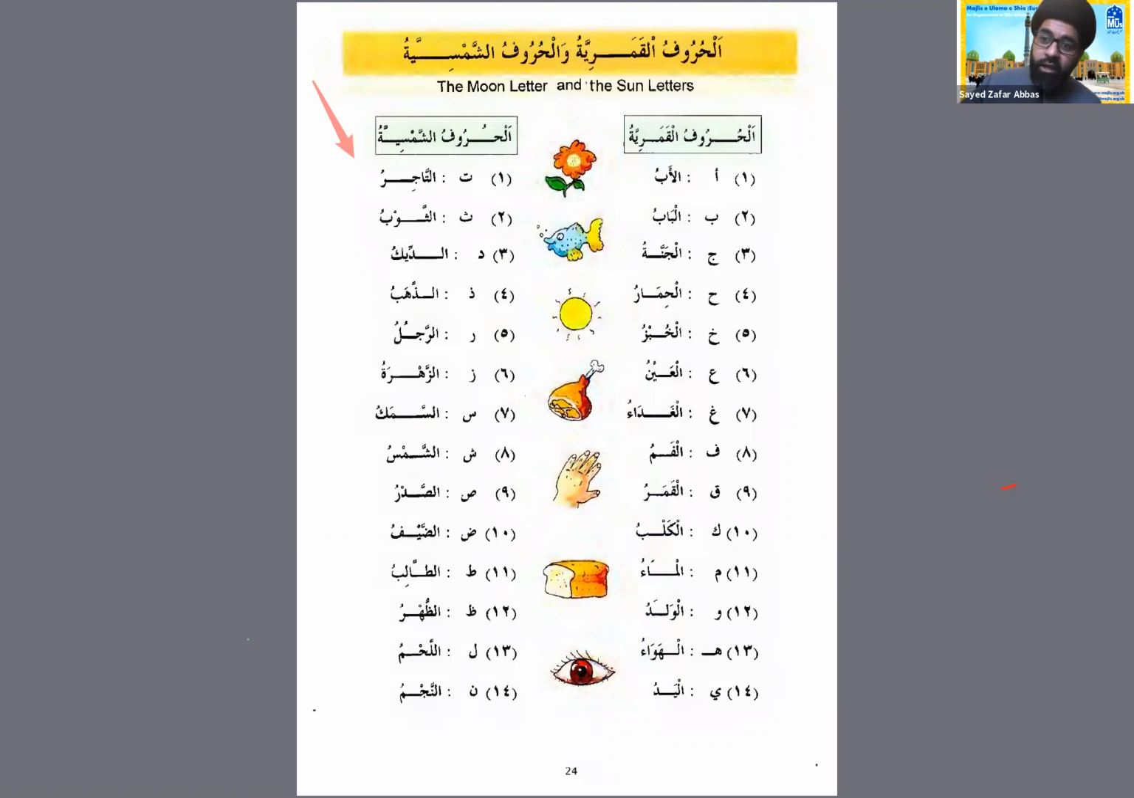So if any of these letters are used and there's a lam in front of it, we will pronounce the lam. But if the huruf al-shamsiyah letters are used, which are here 1 to 14, then we will drop the lam and we will join the alif with that letter. So those letters are here: ta, tha, dal, dhal, ra, zay, sin, shin, sad, dad, ta, za, lam, and nun. Whereas the other 14, which are on the right hand side, are ones where we would pronounce the lam as usual and as normal.